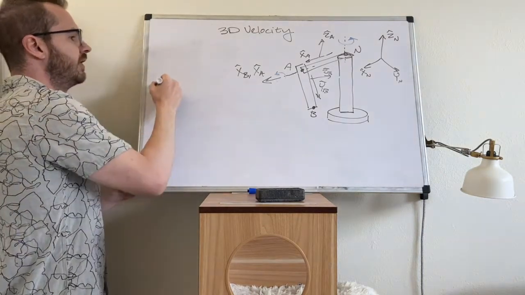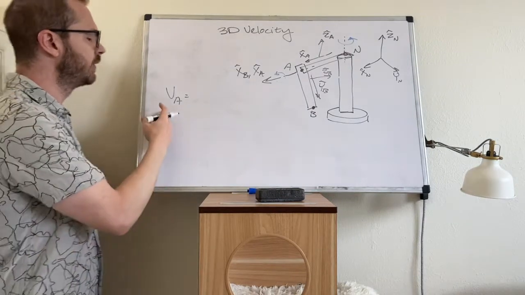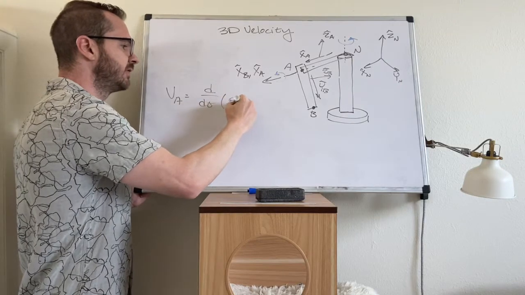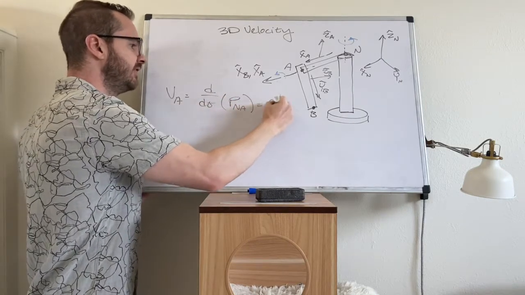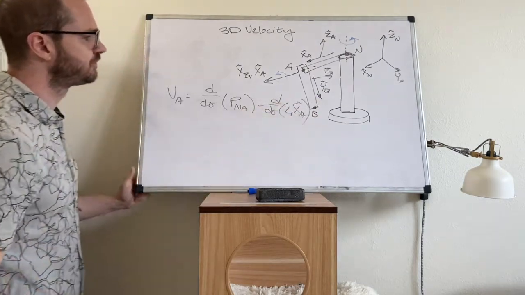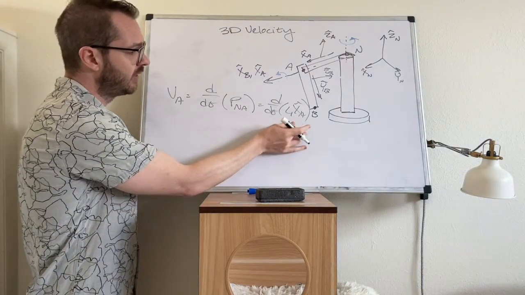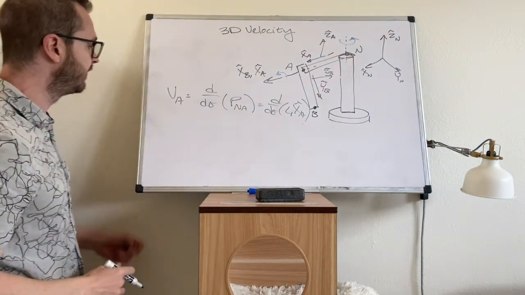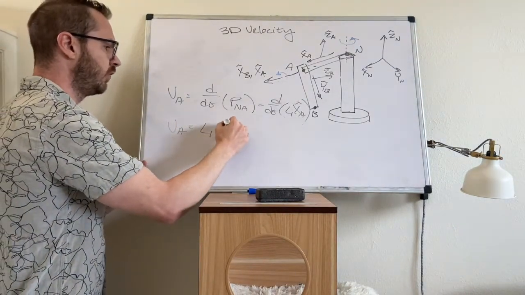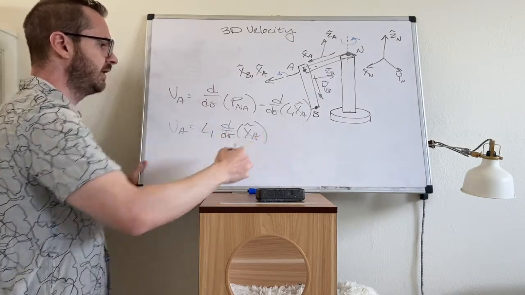Okay, so VA, let's start with VA. We know the definition of linear velocities. We know that this is d/dt of the position vector. So this is d/dt then of L1 XA. We know that we could do a product rule expansion on this. We know that L1 is a constant, so the derivative of L1 is 0. So VA is going to shorten down to L1 d/dt of XA.